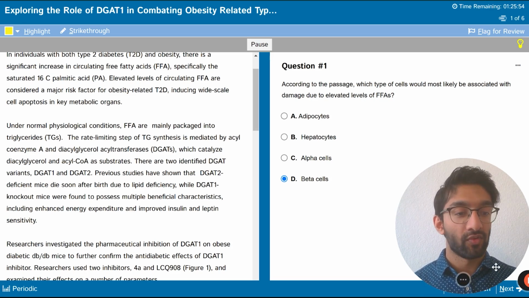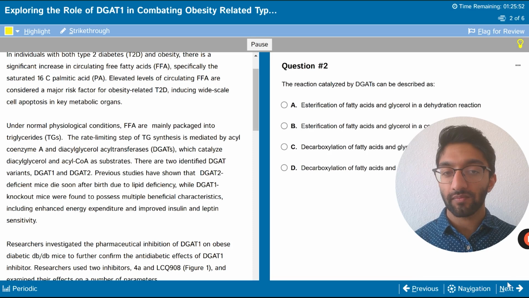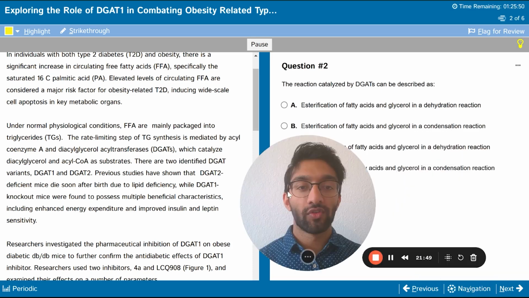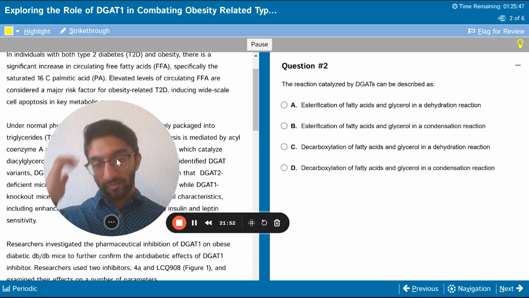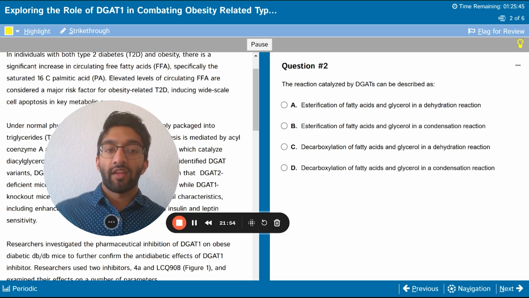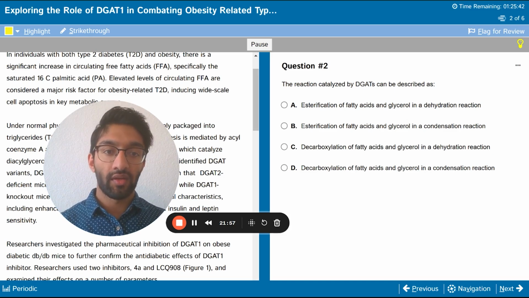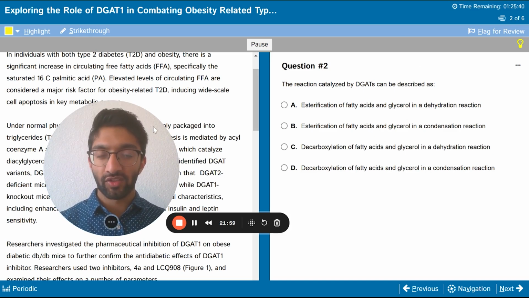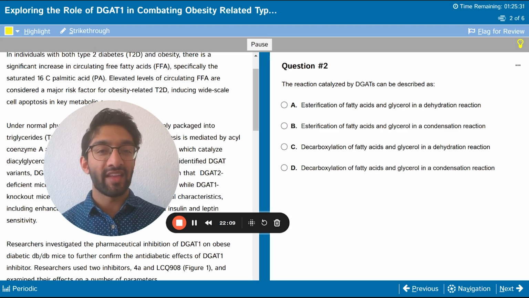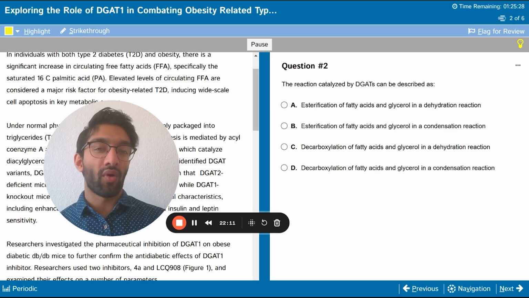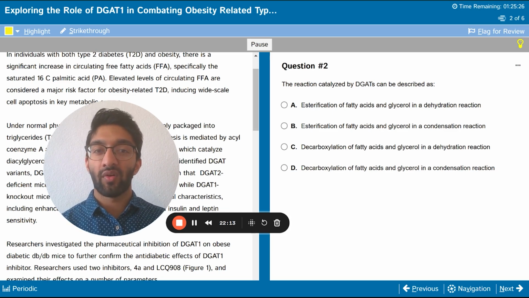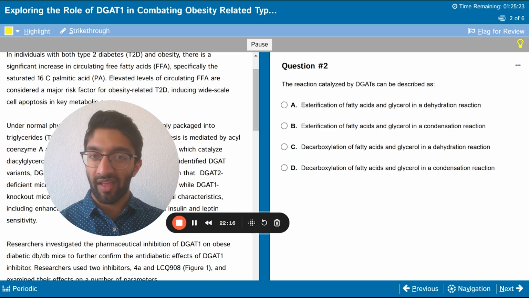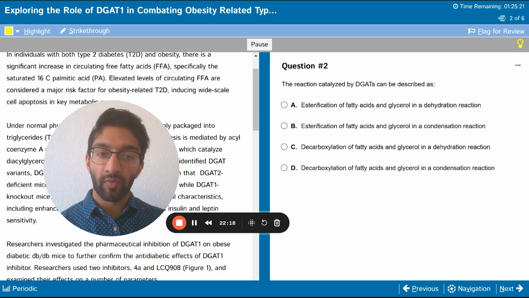Okay, so let's move on to the next question. Okay, so we are asked here, the reaction catalyzed by DGAT can be described as... and before I go to the passage, I often find it very helpful to actually look at the answer choices first, especially when the question itself doesn't say as described in the passage, because when that's not written, it tends to suggest that you can honestly answer the question with some content knowledge and just a tidbit of information from the passage. So for that reason, we look at the answer choices first.